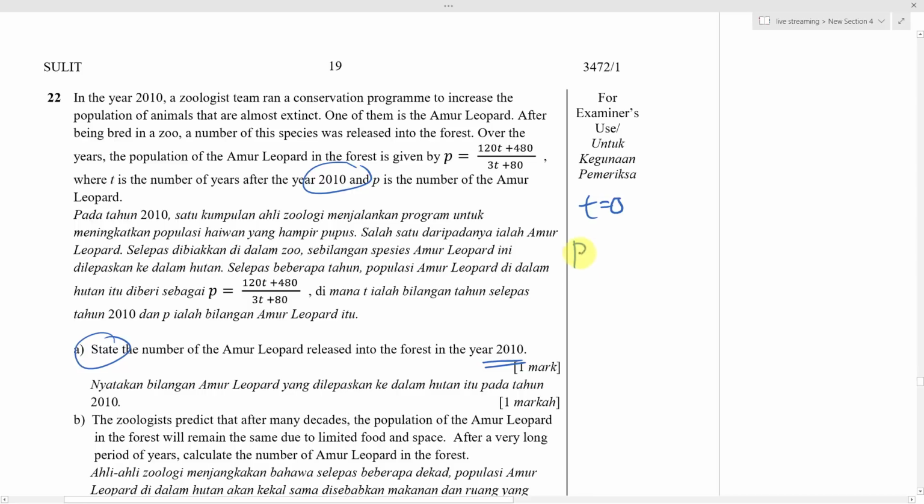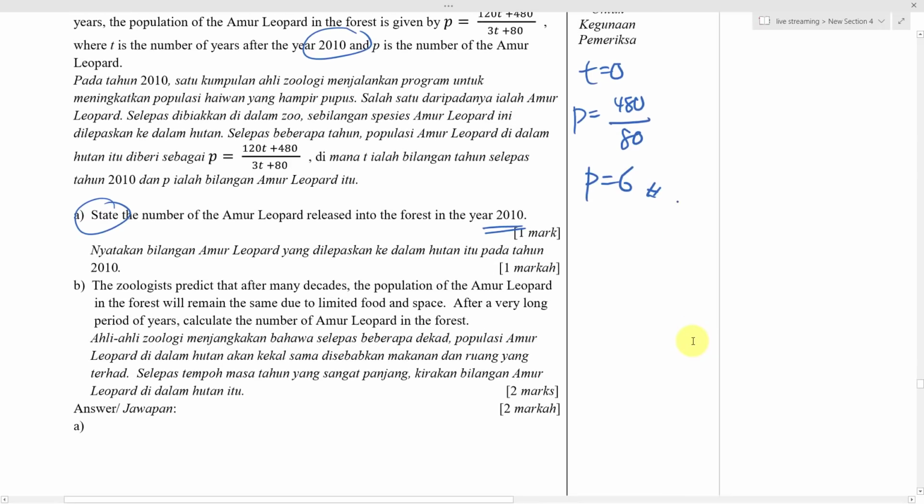Alright, so I will just sub t equals 0 in here, so I get 480, because 0 times 220, I get 0, and 3 times 0, I get 0. So p equals 6. Alright, so A is quite easy. Okay, B is a bit hard because you kind of need to understand how to do this one.